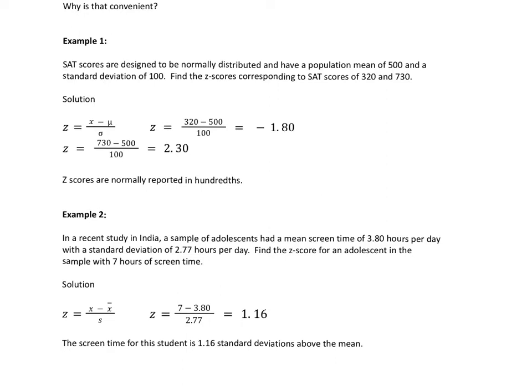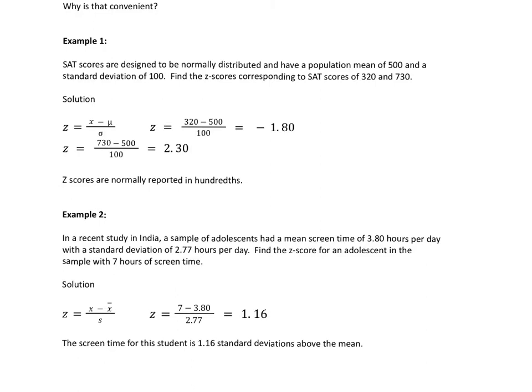Well, obviously the 320 is below the mean, not quite 2 standard deviations, because 500 minus 200 is 300. And the 730 is a bit more than 2 standard deviations above the mean, so the 320 is going to have a negative z-score that's almost 2, and the 730 is going to have a positive z-score that's a bit more than 2. And you can see in the formulas there, we are using the formula for population, since we are given the population mean and standard deviation. So we're using mu and sigma.